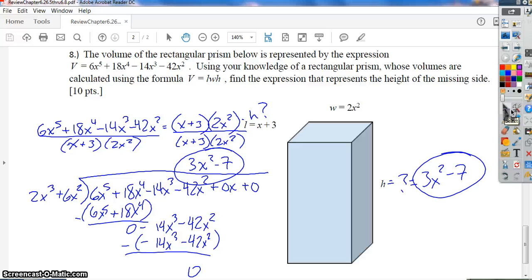Know what a cubic is, know what a quartic is. Know that anything to the 3rd power is a cubic. Anything to the 4th power is a quartic.